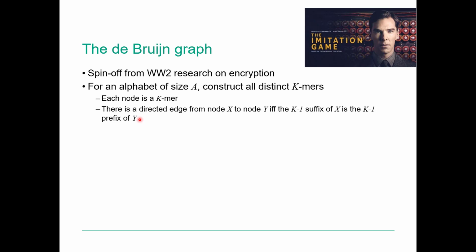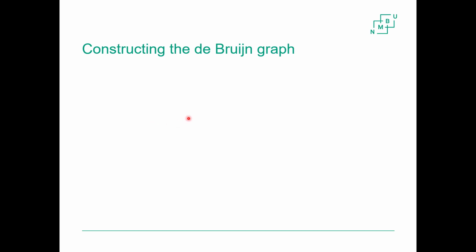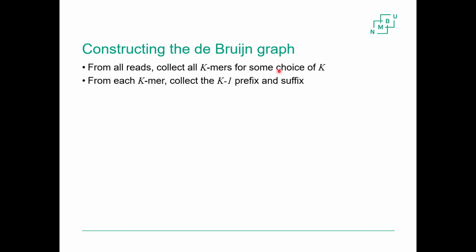So here we require absolute identical overlap. There are no mismatches tolerated in this setting. So what does it mean in terms of reads? First, collect all the reads. Collect all the k-mers from the reads for some choice of k, some length. And then for each k-mer, collect the k-1 prefix and suffix.